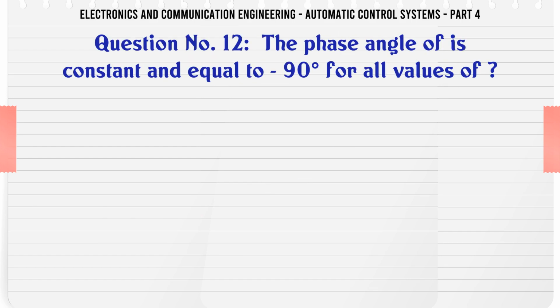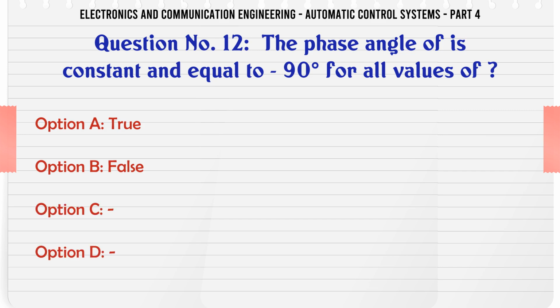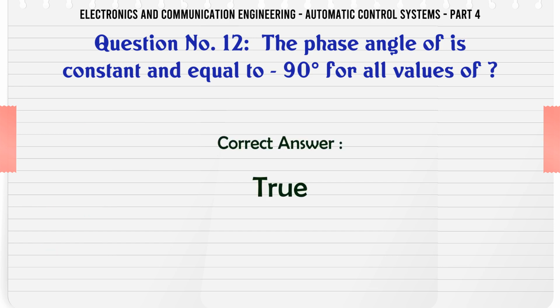The phase angle of jω is constant and equal to 90 degrees for all values of ω. A. True. B. False. C. D. The correct answer is true.